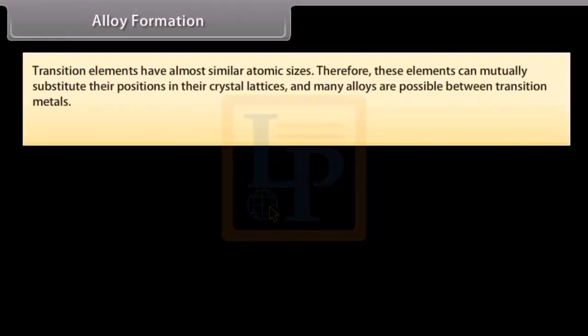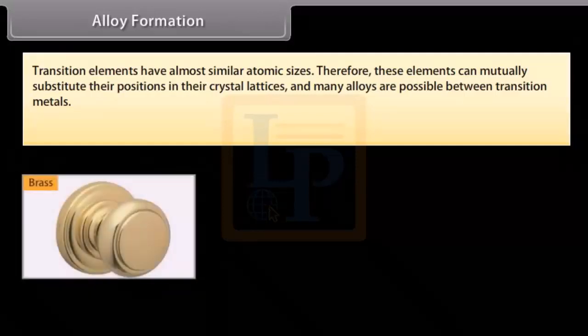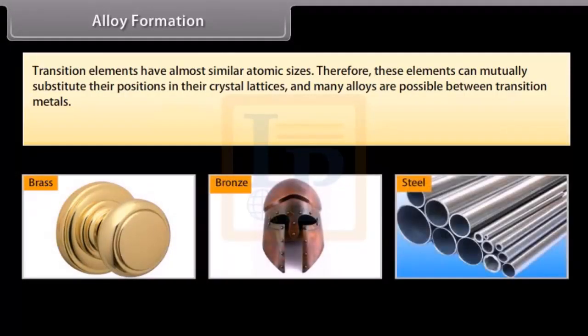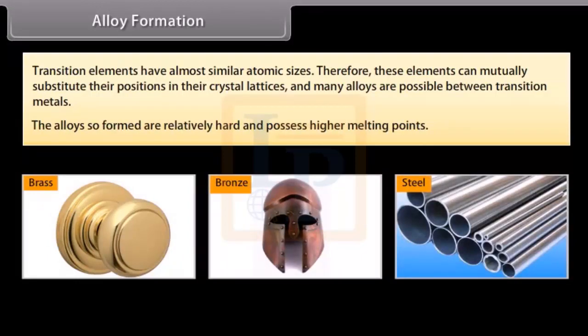Transition elements have almost similar atomic sizes. Therefore, these elements can mutually substitute their positions in their crystal lattice and many alloys are possible between transition metals. For example, brass, bronze and various types of steel. The alloys so formed are relatively hard and possess higher melting points.